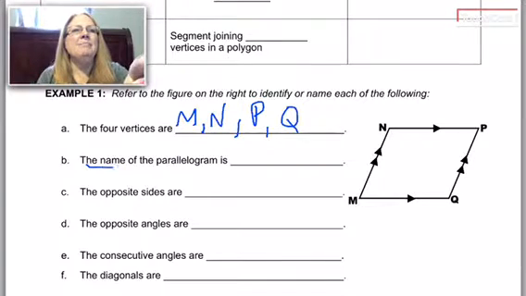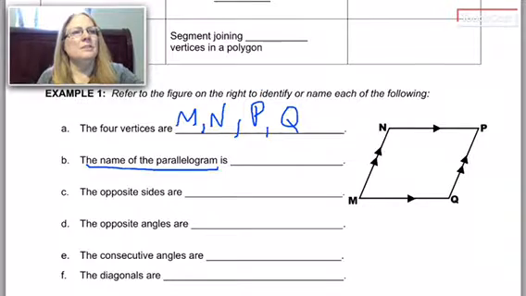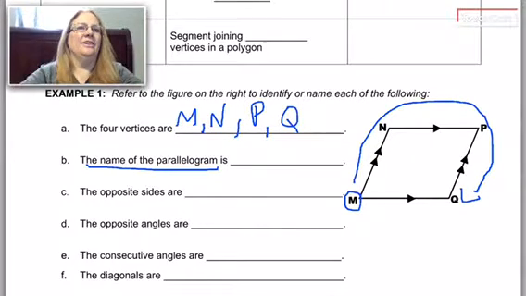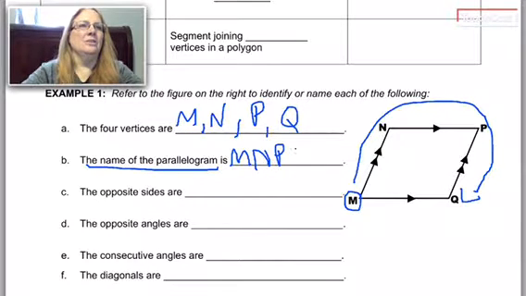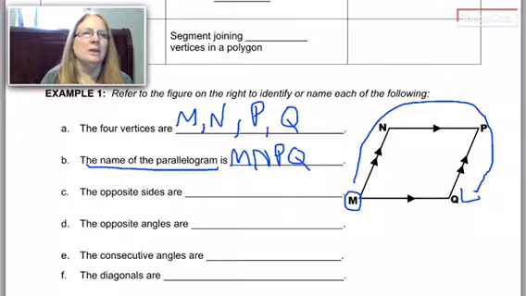You could put them in any order you want. Because now when I name the parallelogram, I'm going to name the parallelogram by its vertices. And it doesn't matter which vertex you start with. I'm going to start with M, and I typically go in clockwise order. You cannot skip. This is parallelogram MNPQ. Notice it looks just like naming the vertices, however there are no commas. That's how I know I'm not talking about the points, but I'm talking about the parallelogram because I have no commas.